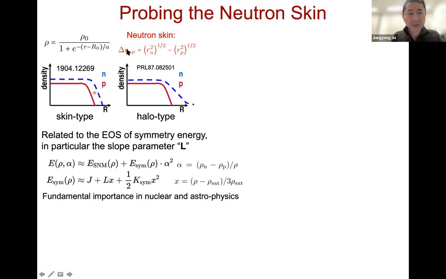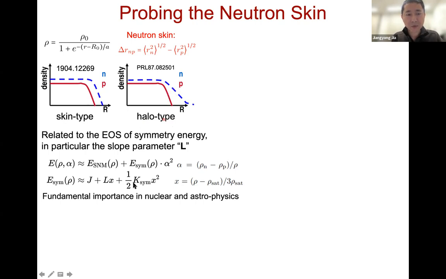And so the root mean square radius difference between the neutron distribution and the proton distribution is called neutron skin. It can come in two types. One is that as you add more neutrons, you just do not change the profile, you just increase the radius, okay? And the actual neutrons are being pushed out uniformly. The other is the so-called halo type, in which the neutrons also show up more in the surface, and so you have a larger value for the diffuseness.